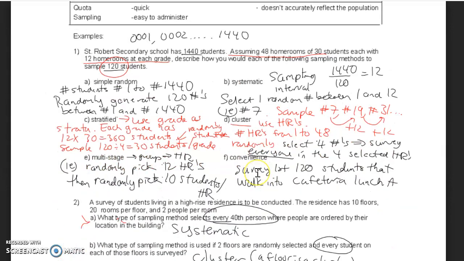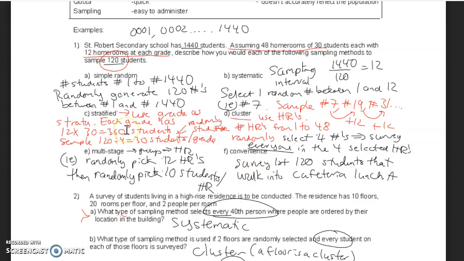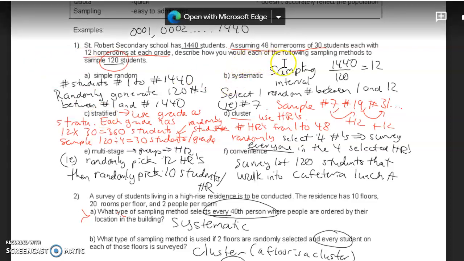Now let's go to an example. Let's pretend we were doing a sample at St. Robert and it has 1,440 students. In this perfect world, we have 48 homerooms. Each homeroom has exactly 30 students. And there are exactly 12 homerooms per grade. I did this just to make the calculations easier. Describe how you would use each of the following sampling methods to sample 120 students.